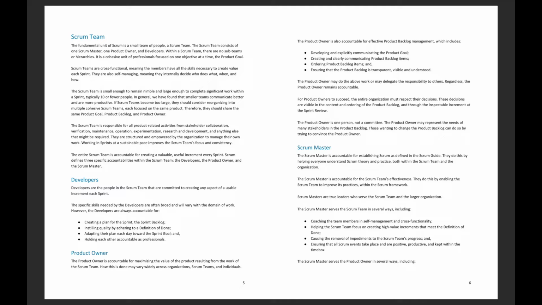The Scrum Master serves the Scrum team in several ways, including: number one, coaching the team members in self-management and cross-functionality.